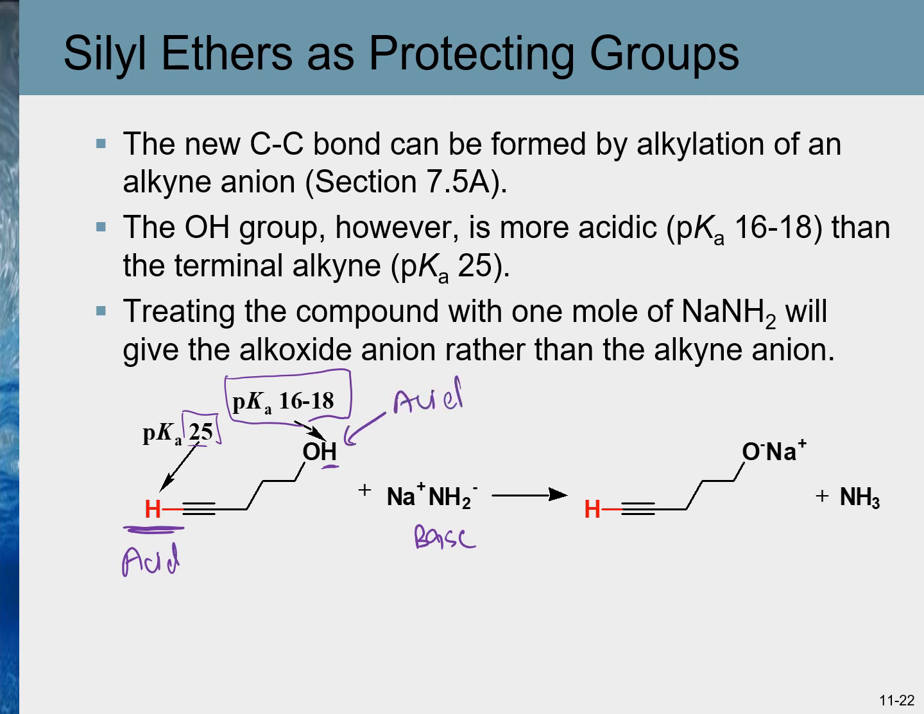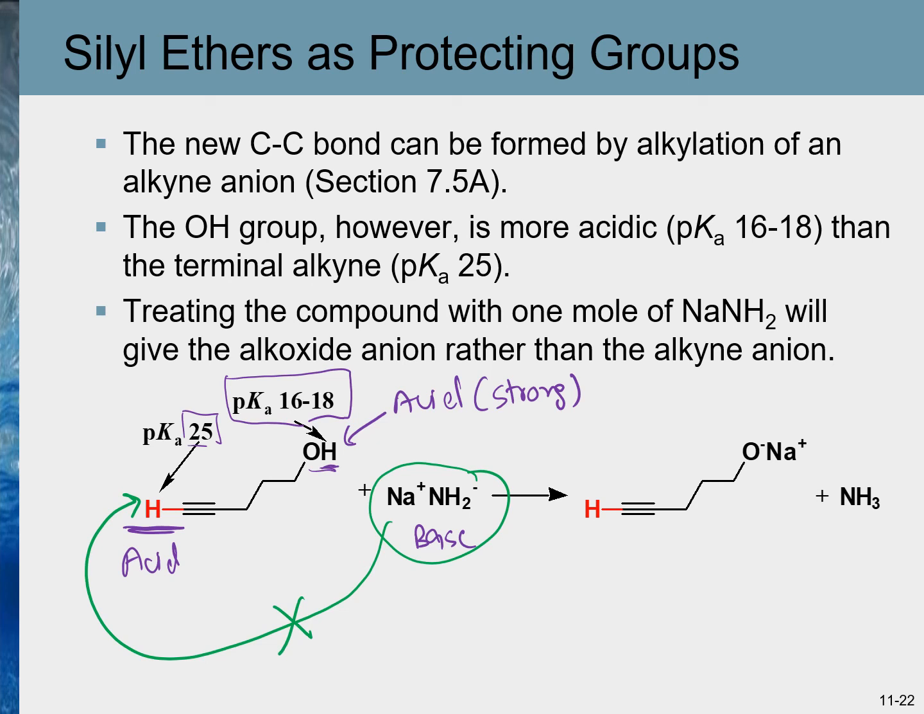But the problem is, because the hydroxyl has a low pKa value, this acid is stronger. So even though we would like our base to react here, this reaction is not possible because the base will react with the strongest acid available. So therefore, instead of reacting with the proton at the alkyne to give us the alkylide ion, which will continue to give us our desired product, we will end up with this reaction.